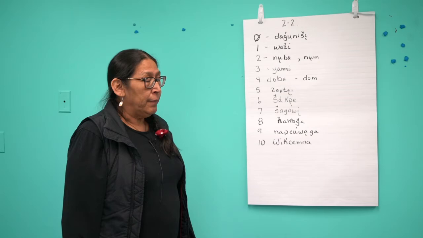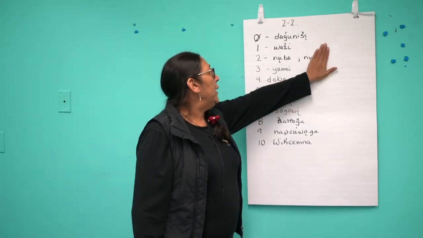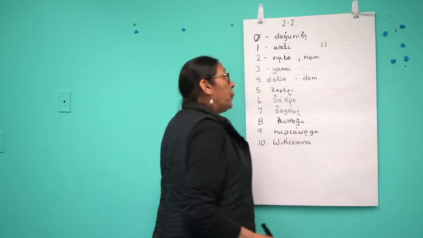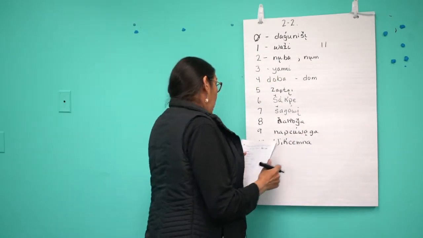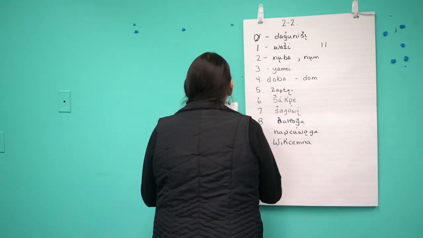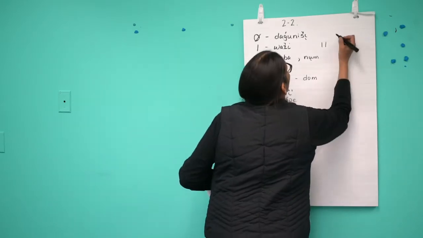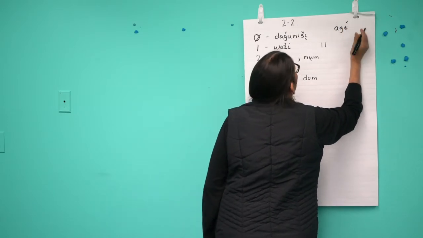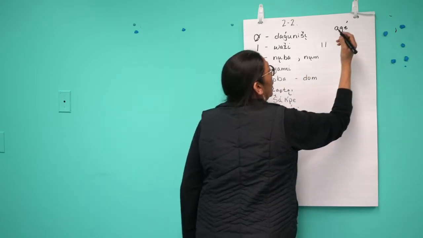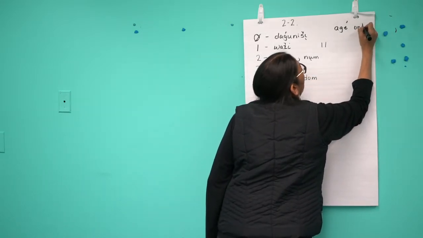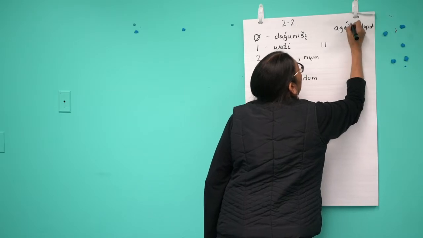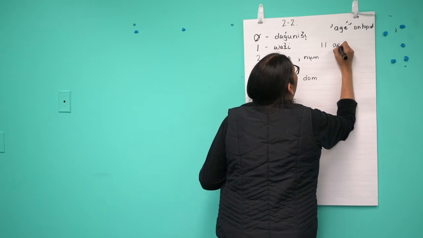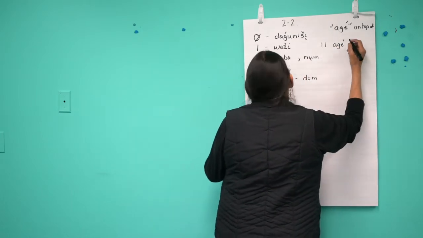0 through 10. Now, I'm going to tell you 11. And I'm just going to use this board. When we turn to 11, we put this word before it, and it means over. We will use age. It's a prefix that'll go before the word, and it means on top of. So when we're going to say 11, we're going to say age waji.